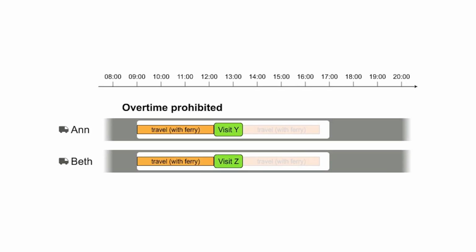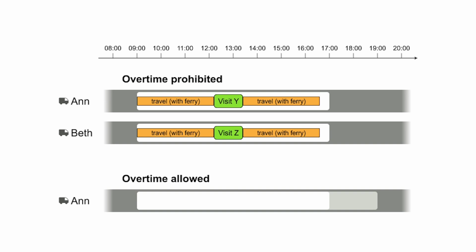For example, in this case, we need to visit 2 locations on an island reachable by ferry. Without overtime, it requires 2 shifts to service those 2 visits. The technicians take the ferry 4 times. With overtime, a single shift suffices, and the technician only takes the ferry twice.